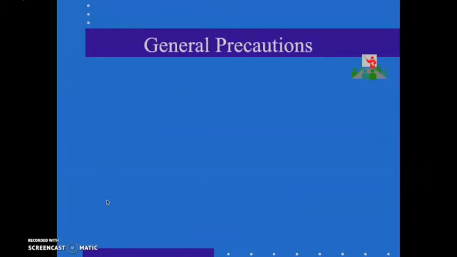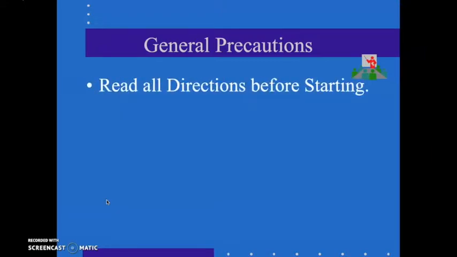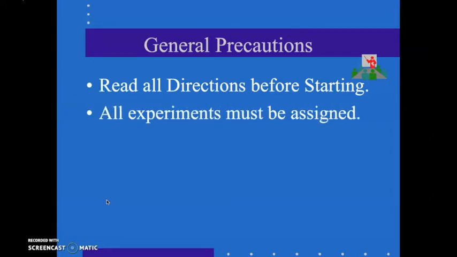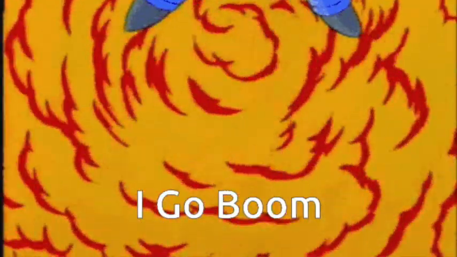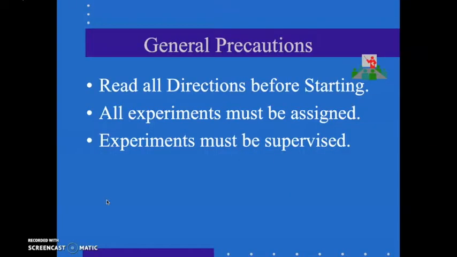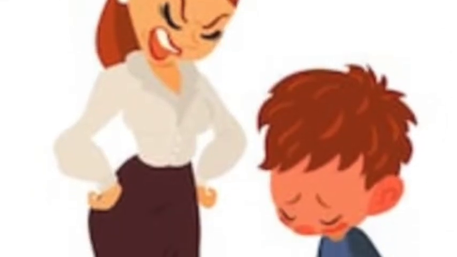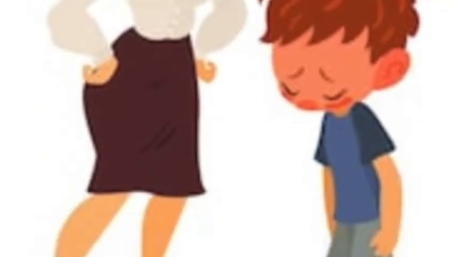Now we're going to talk about general precautions. So these are things that are general that you should be aware of in the lab. All right, let's go for it. Make sure that you read all directions before starting. All experiments must be assigned. Don't assign your own experiments. We don't want any accidents. We don't want things blowing up. Only what we assign. Experiments must be supervised. That means if we're not present, you cannot do it. So make sure that the teacher is present.